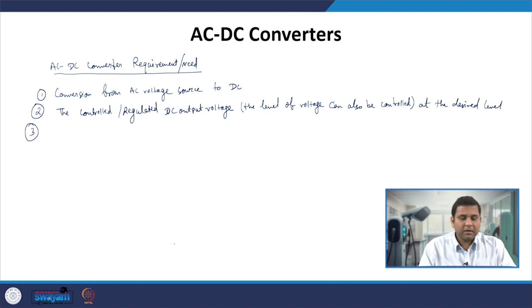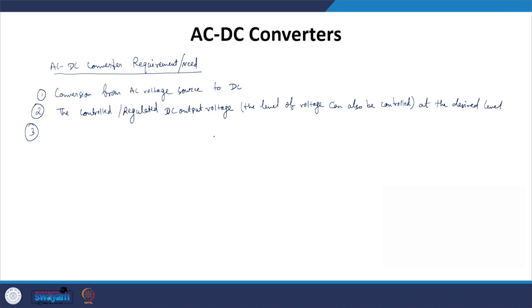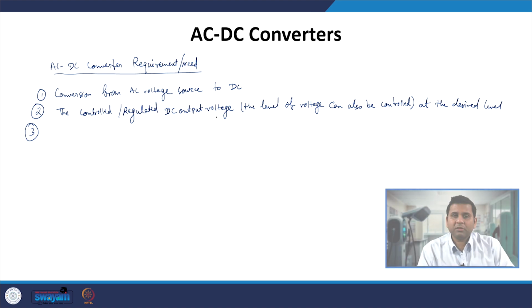Then the third requirement. One requirement is done: we are converting AC to DC, and we are also regulating the DC at its output irrespective of the load, that means irrespective of the charging stage the battery is in. So irrespective of that, you should be in a position to control the DC output voltage at its desired level, whatever level you want to keep. That has to be defined. These two things are the primary objective.